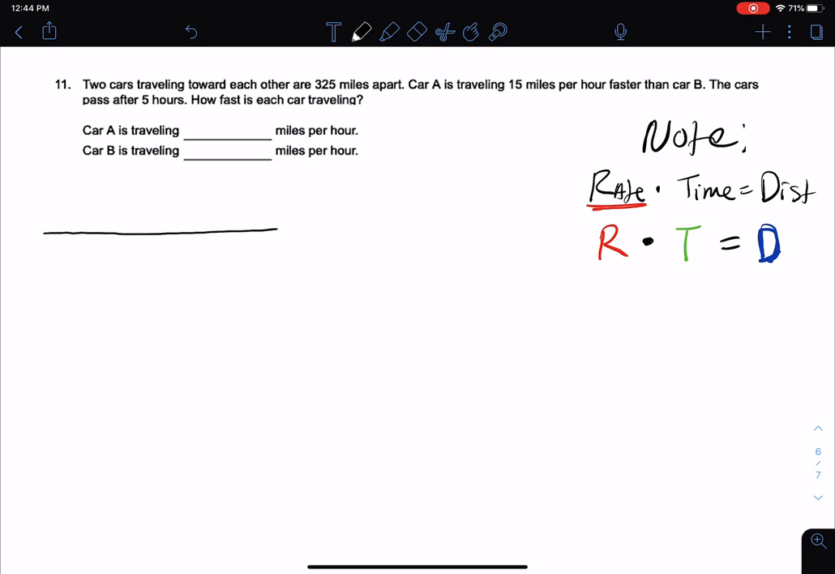This is car A. It's going faster than car B, so it must have gone further. They start here. Here's car B. It's not going quite as fast, so it didn't quite go as far. And so this is car B.